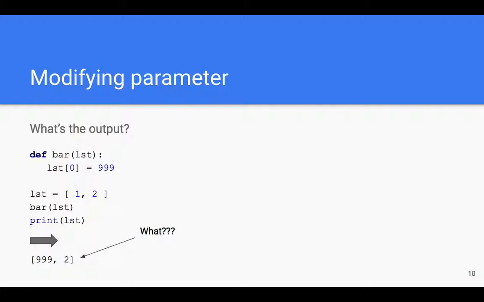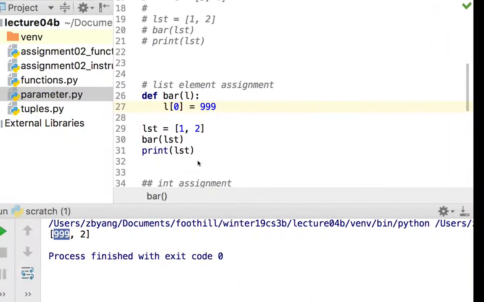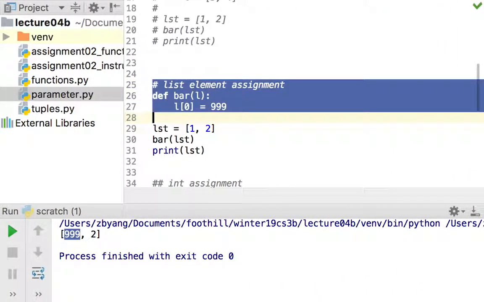In order to understand this, we kind of have to go back a little bit to the basics of assignments, which we have been using for a while now. So it is time to understand it a little better. This is what I call a preview, because it's still not technically the complete picture, but at least it is one step closer to the truth than what we learned previously. Okay, so let's look at this example. I'm going to comment this out.